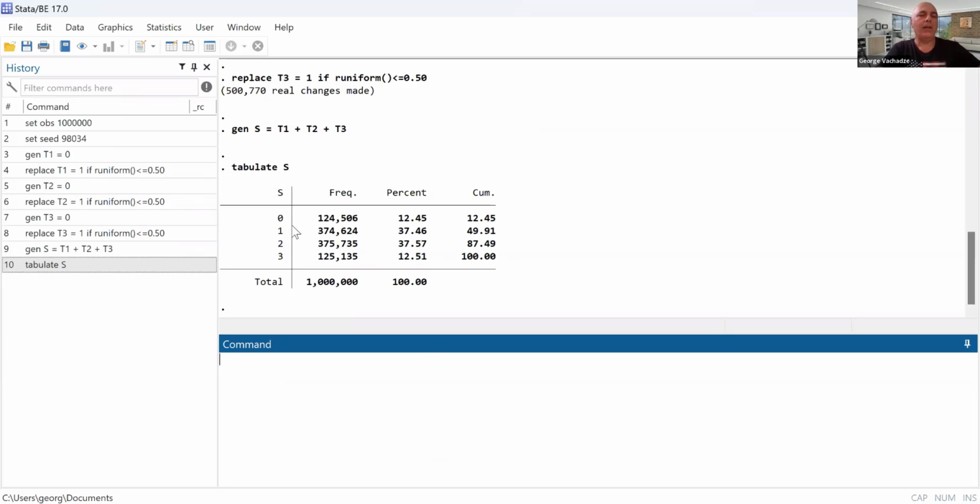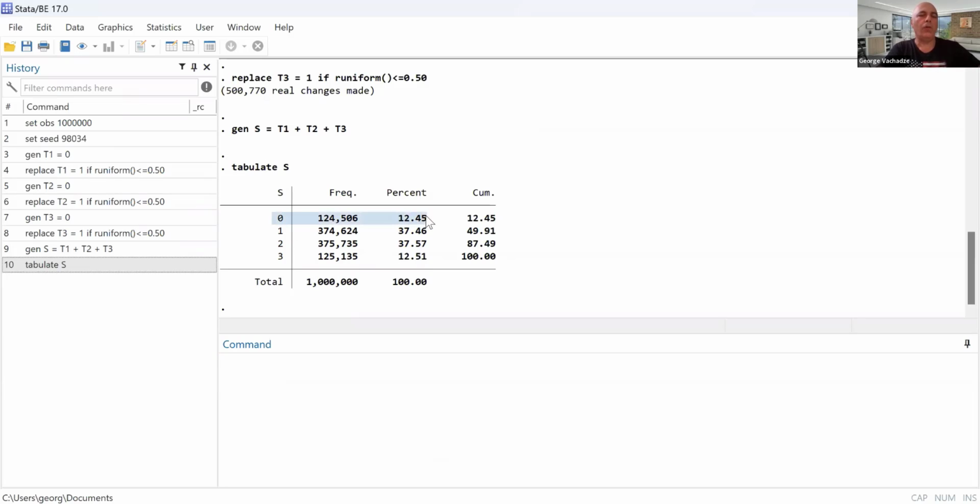So we are getting 0 with probability 12.45%. We are getting 1 with probability 37%. We are getting exactly 2 tails at 37.57%, and exactly 3 tails at 12.51% probability. Now the probability of event A would be the sum of 2 numbers, right?